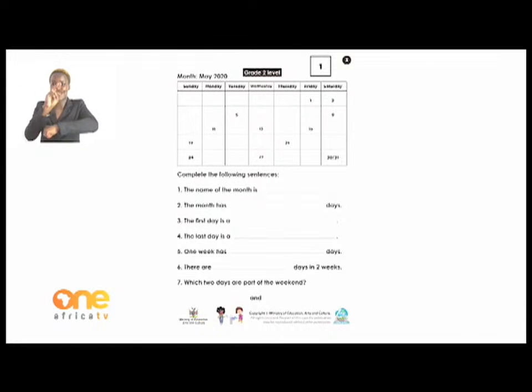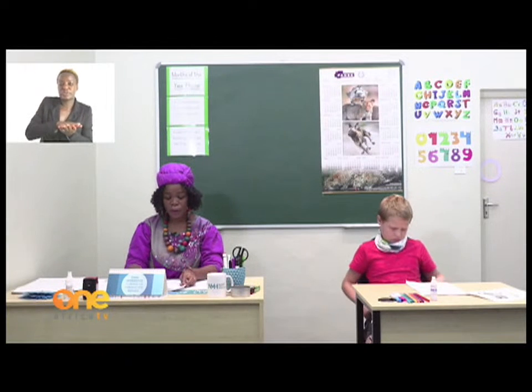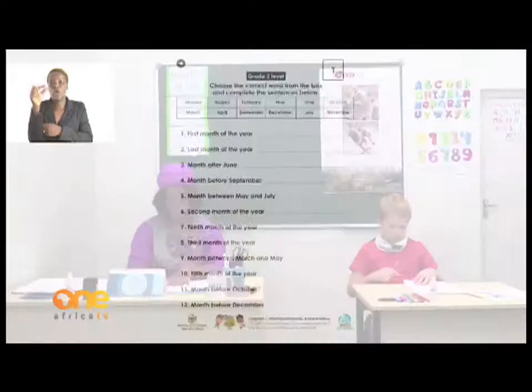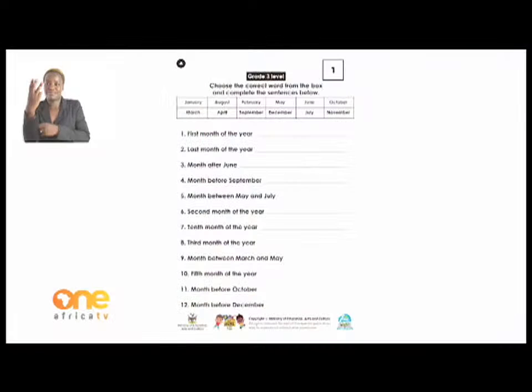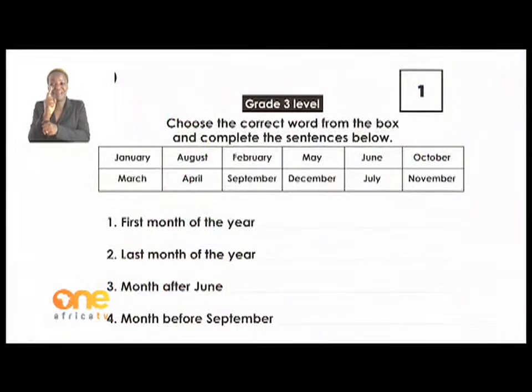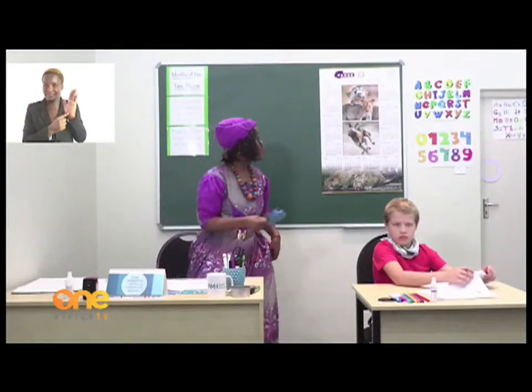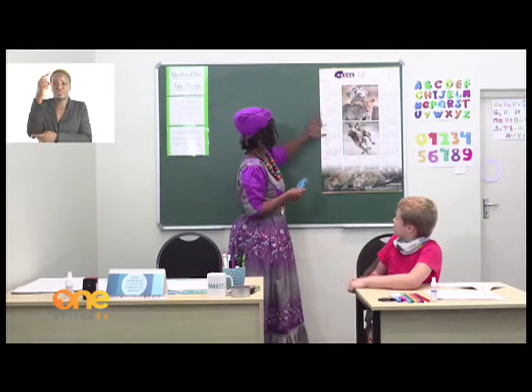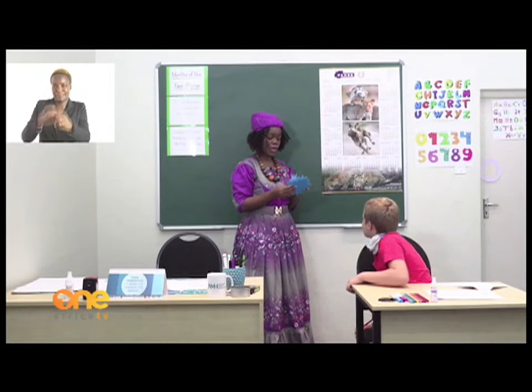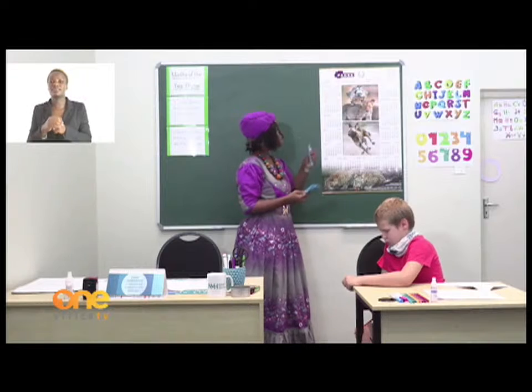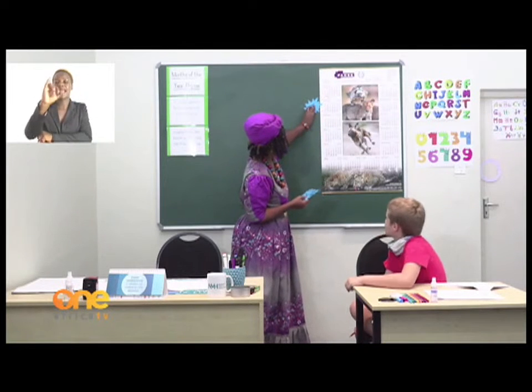So for the rest of the worksheet, 3, 4, 5, 6, and 7, I would like for you to do on your own. Now page 4 for the grade 3 level. Now there we have the months actually not in the correct order. So I have a calendar here. So I would like for us to read all the names, the months of the year here with us. The first month is January.